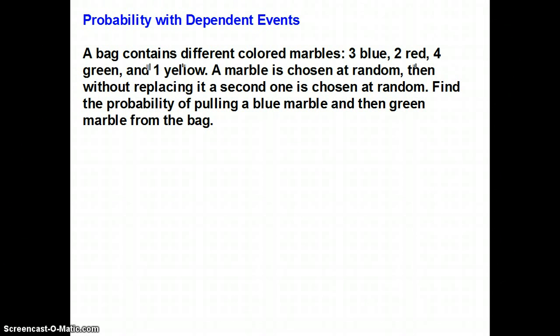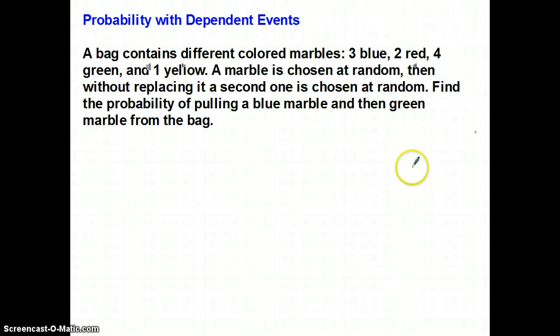We're going to look at dependent events now. We're moving away from independent events. We have a bag that contains different colored marbles: 3 blue, 2 red, 4 green, and 1 yellow. A marble is chosen at random. Then without replacing it, a second one is chosen at random. Find the probability of pulling a blue marble and then a green marble from the bag.